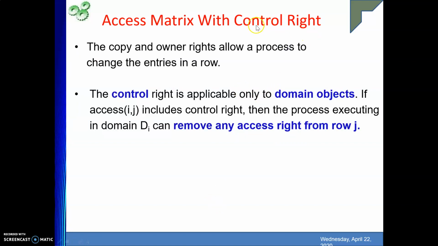The next right is control right. The copy and owner rights allow a process to change rows, right? Now, the control right is applicable only to domain objects, similar to the last right. If access(i,j) includes control right, then the process executing in domain Di can remove any access right from row j. You understand? Here this is for removal and this is applicable to domain objects. Remember that. That means i and j both are representing domain objects.